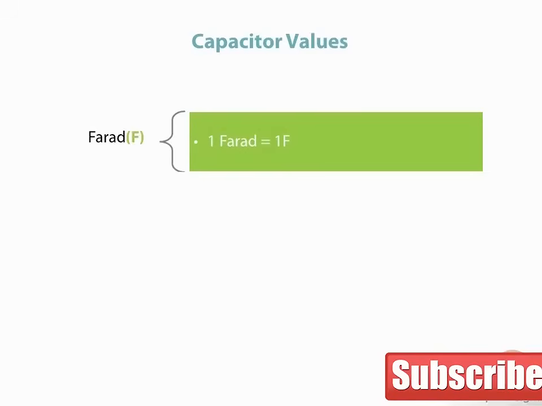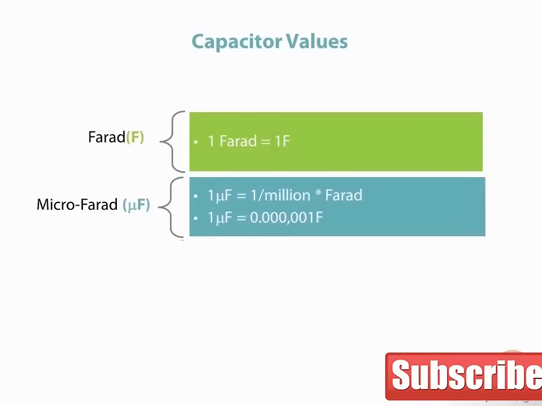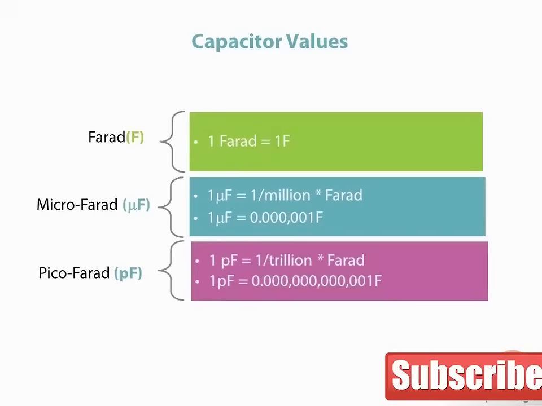We already know that the unit of measurement for capacitance is the farad, but most capacitors are an order of magnitude smaller than a farad. A microfarad is 1/1,000,000th of a farad. It has the prefix of the Greek letter mu. A picofarad is 1/1,000,000th of a microfarad. It has the prefix of the lowercase p.